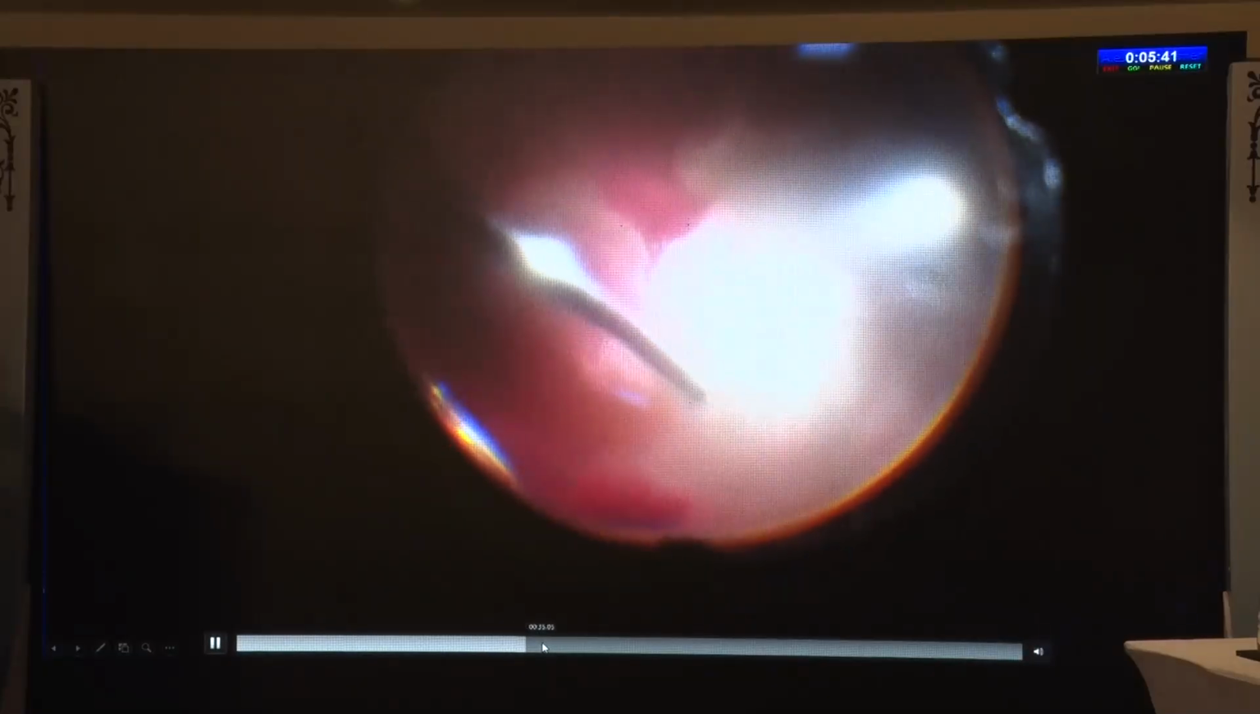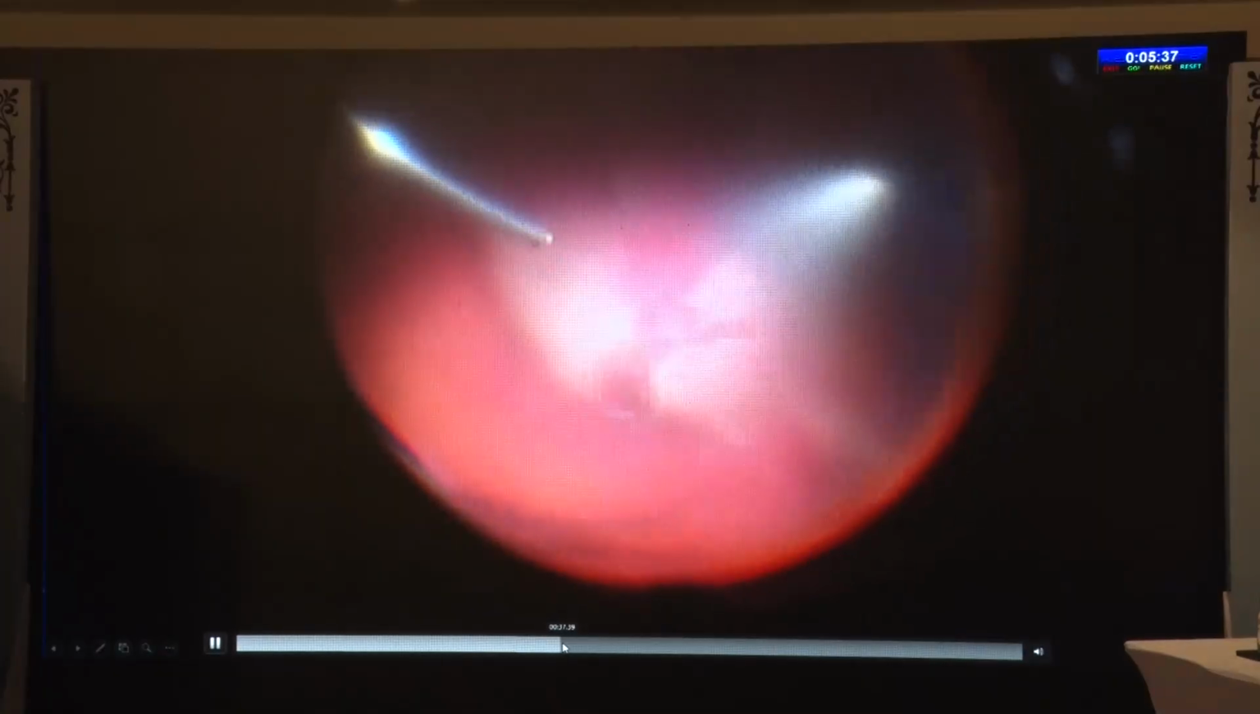So once we get rid of this dense hemorrhage, we can actually see that the amount of subretinal bleeding has reduced, and we can identify the area of the RAM.